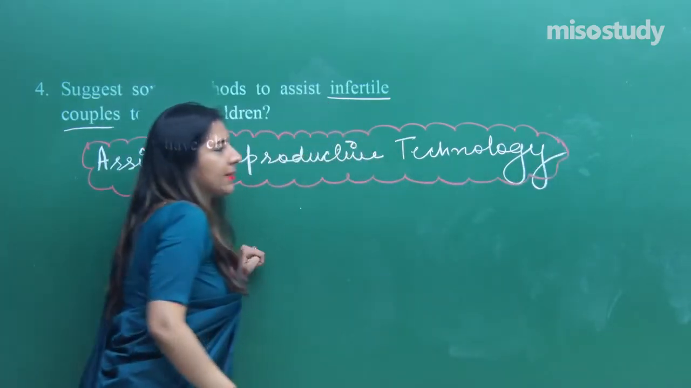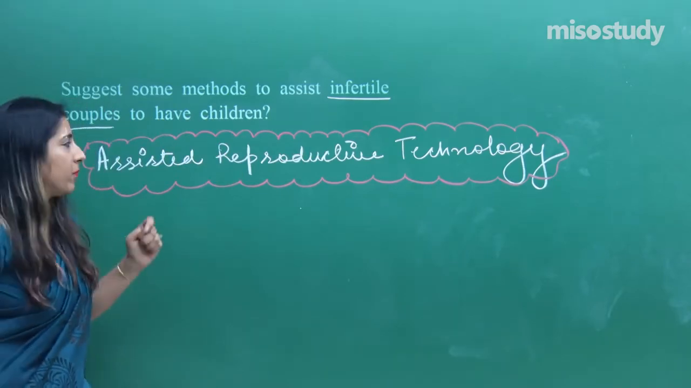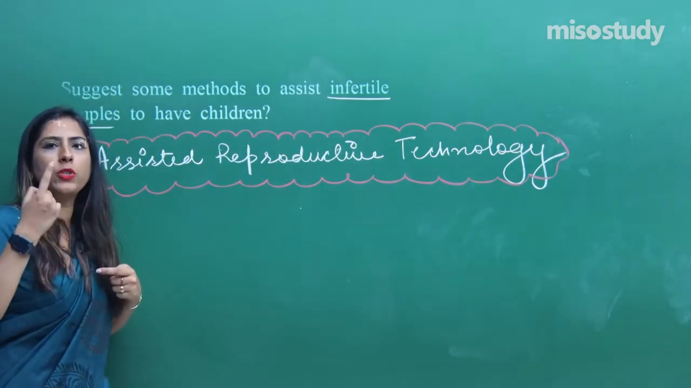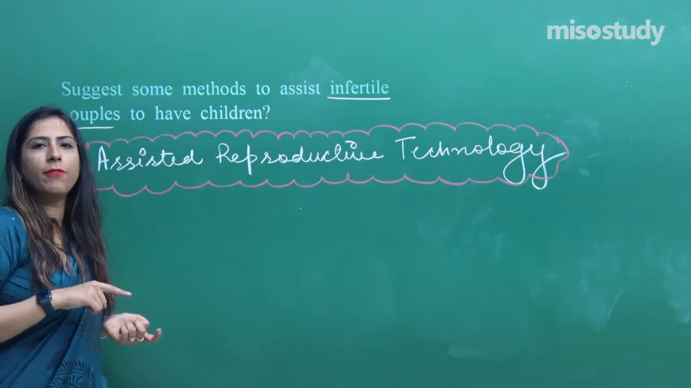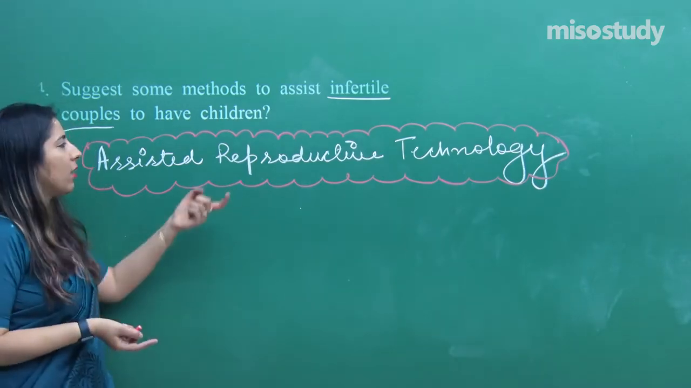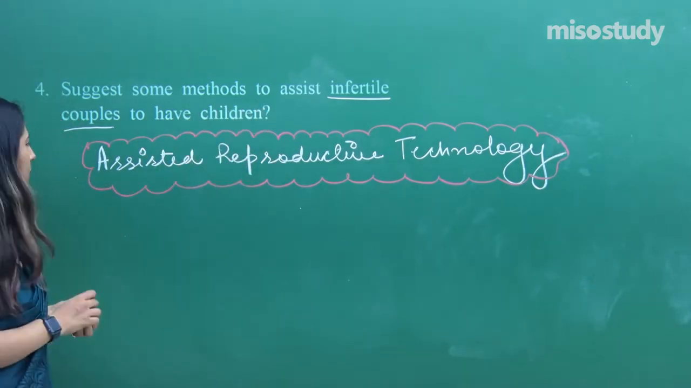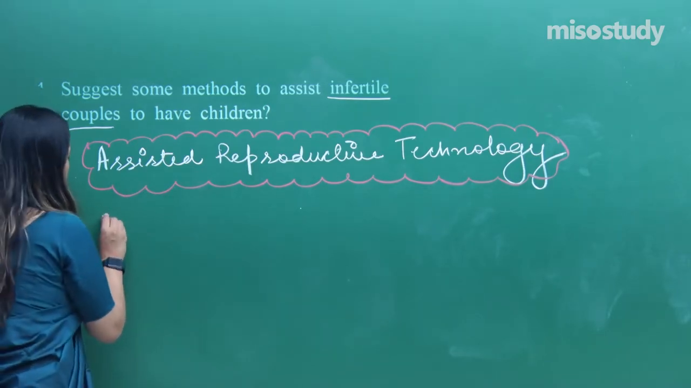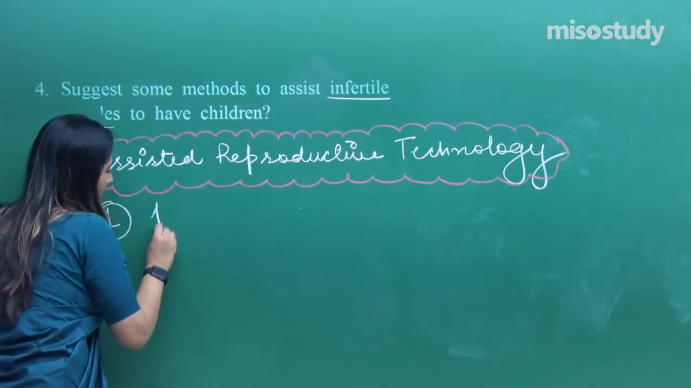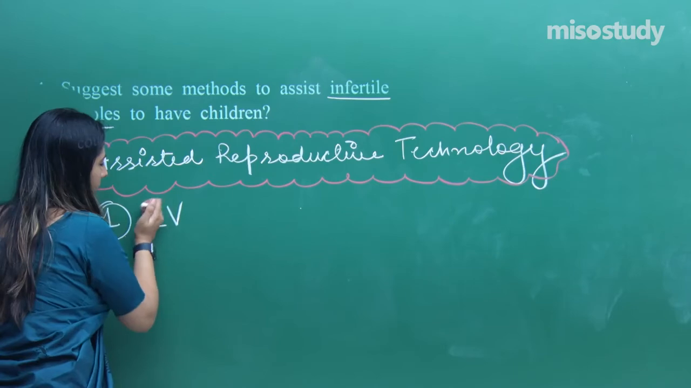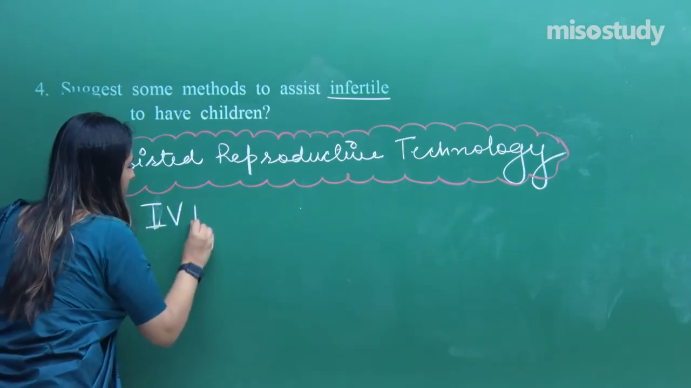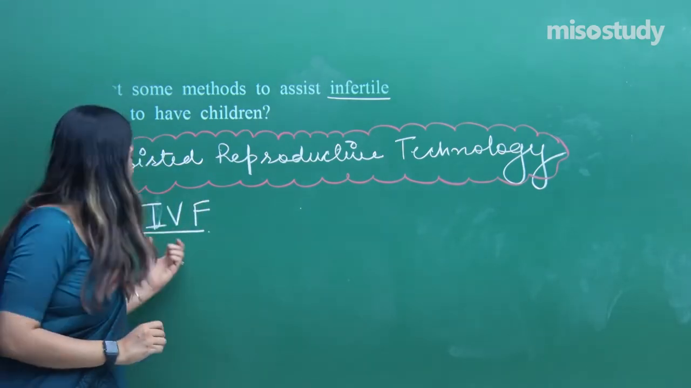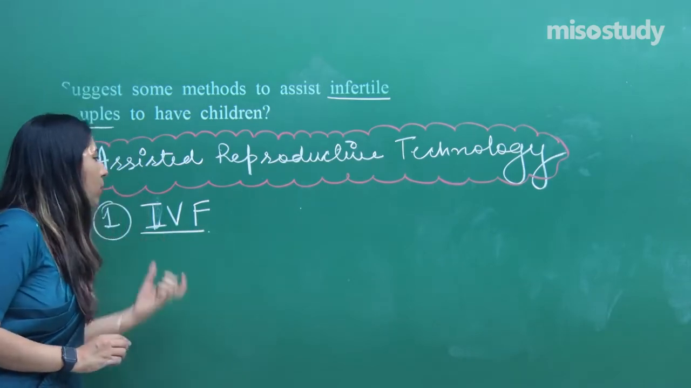Now the question arises, why are the couple called infertile? This is just because of some reasons. When they try to reproduce for up to 2 years, and even after that they are unable to reproduce, they are called an infertile couple, right? So assisted reproductive technologies are there. First, we have IVF, right? IVF, as the name indicates, is in vitro fertilization.